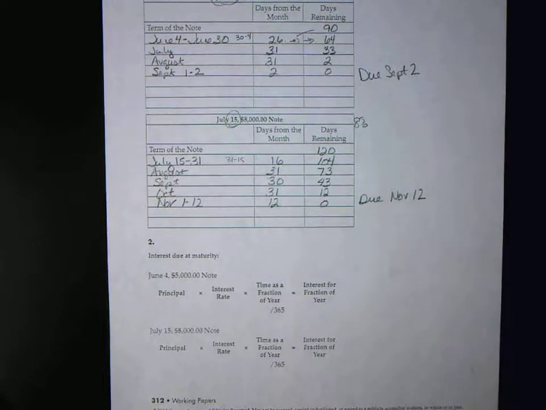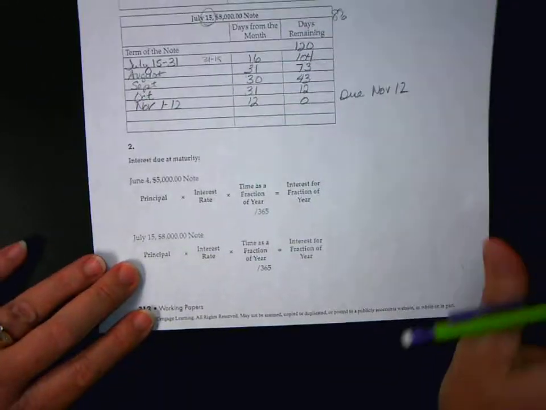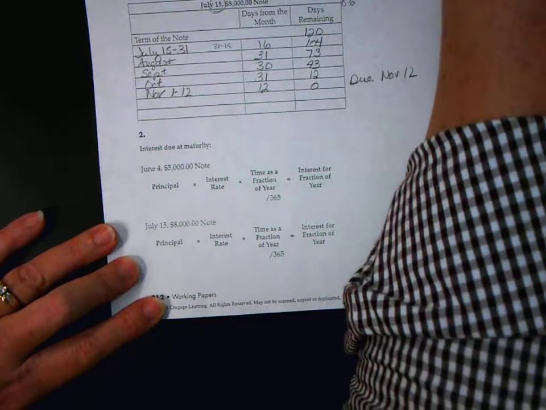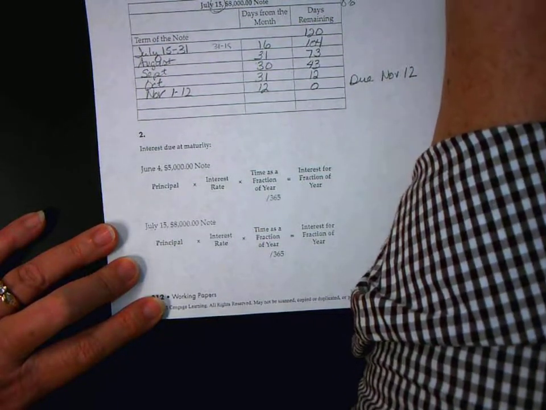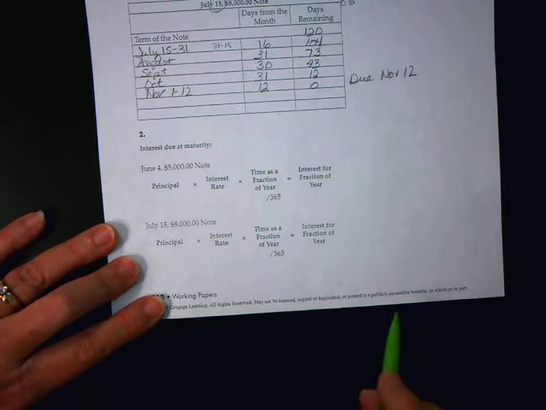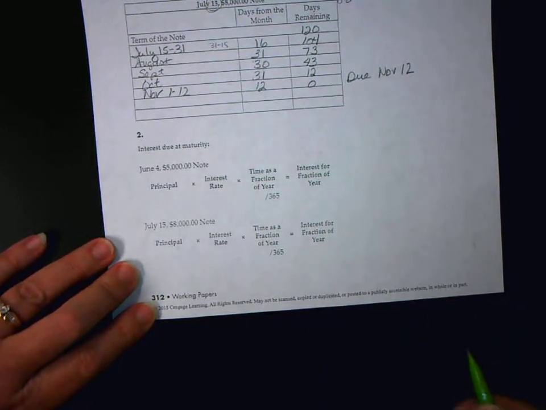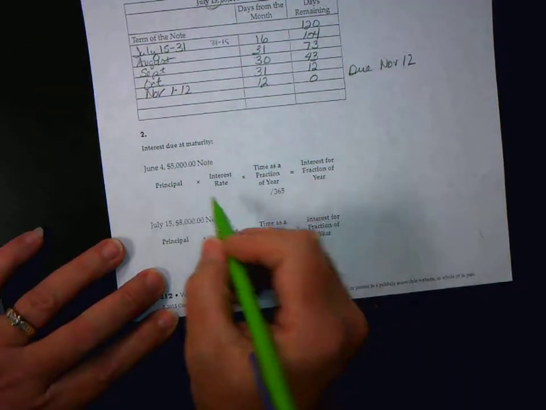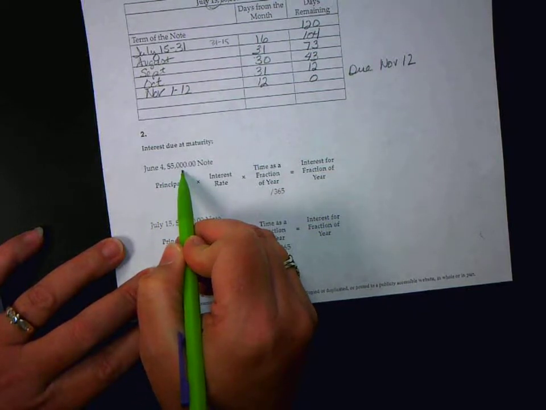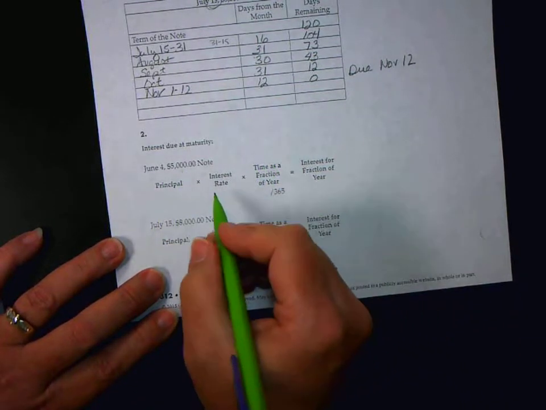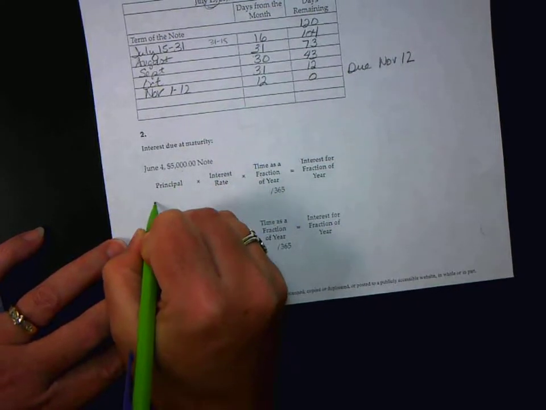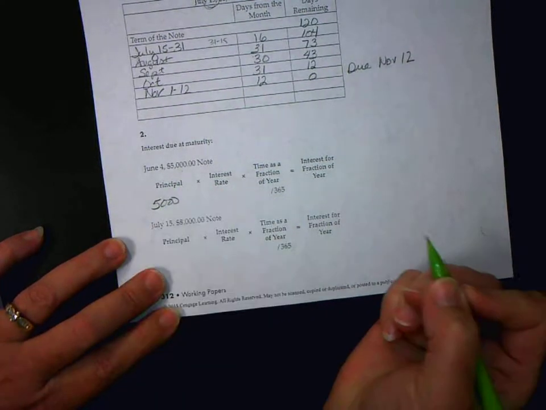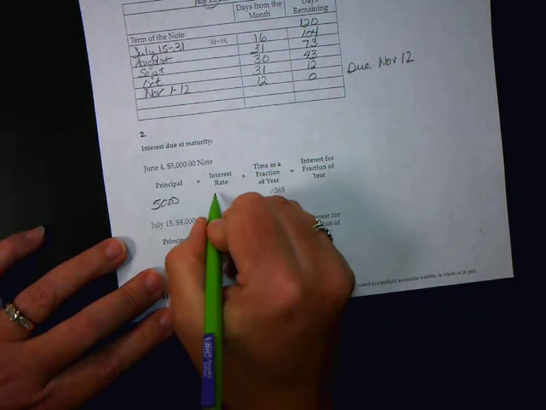Okay, so now we know when they're due. Now we need to know how much interest we're going to have to pay. All right, so now we just got a little calculation here. Our June 4th note was $5,000, and it was 10% interest. So our principal. Okay, principal is how much we borrowed. The principal of our loan.